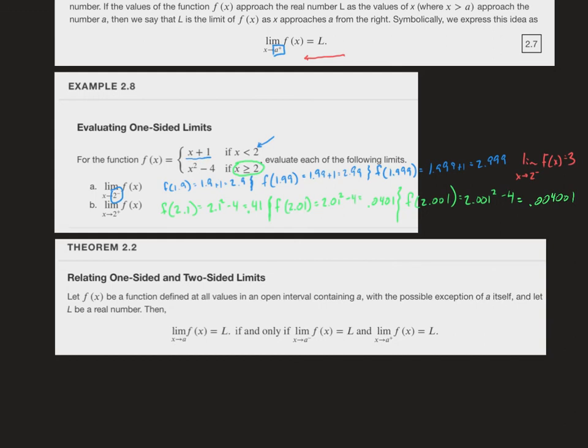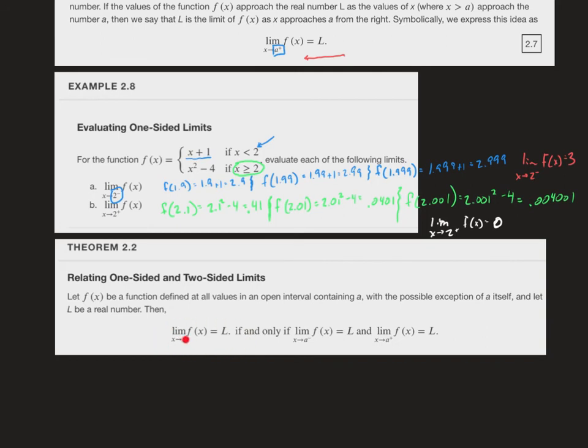And for this one, it looks like our limit as x approaches 2 from the right of f of x. Well, it looks like our decimals keep getting smaller and smaller and smaller, getting closer and closer and closer to 0.